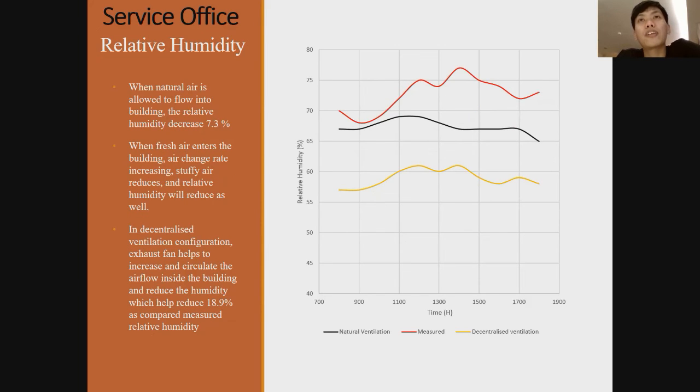In terms of relative humidity, when natural air is allowed to flow into the building, the relative humidity will decrease around 7.3%. When fresh air enters the building, the air change rate increases, stuffy air reduces, and the relative humidity will reduce as well. In the decentralized ventilation configuration, the exhaust fan helps to increase and circulate the airflow inside the building and reduce the humidity, which reduced 18.9% as compared to the measured relative humidity.